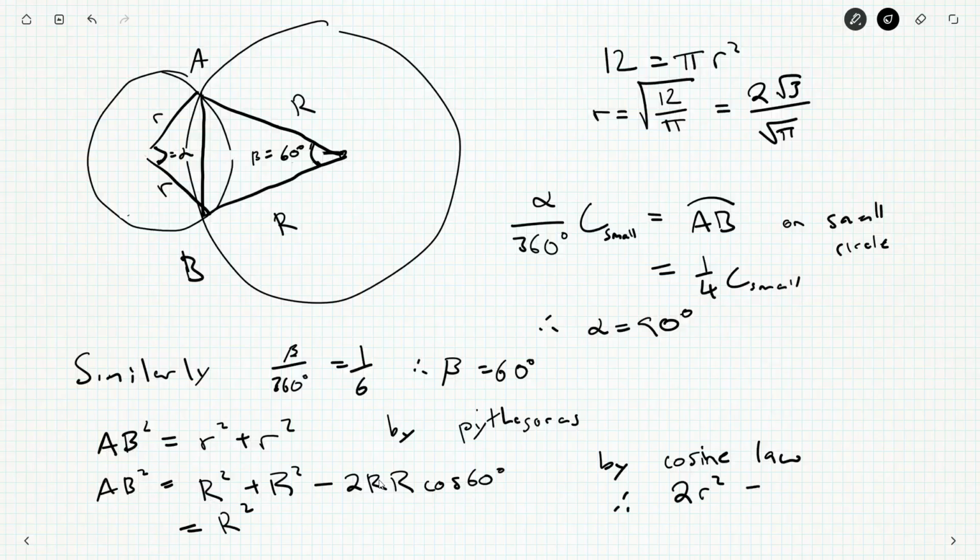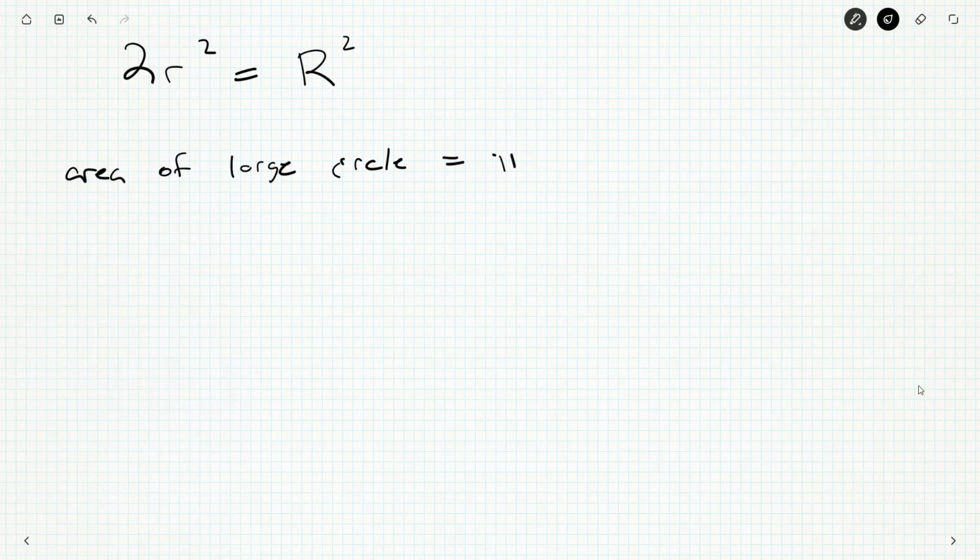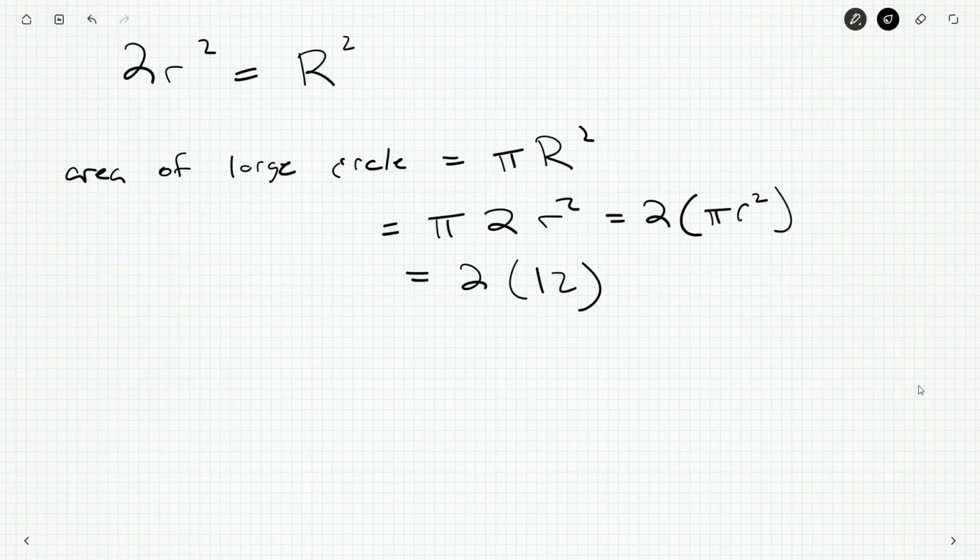So 2 little r squared is equal to capital R squared. I didn't need little r at all, because, and this seems like a waste of paper now, so we'll write it big. So 2r squared is capital R squared. And the area of the large circle is pi capital R squared. But of course that's pi times 2 little r squared, which is 2 times pi little r squared. And we know that that's 12. So it's 24. Alright, so 24 is the area of the large circle.